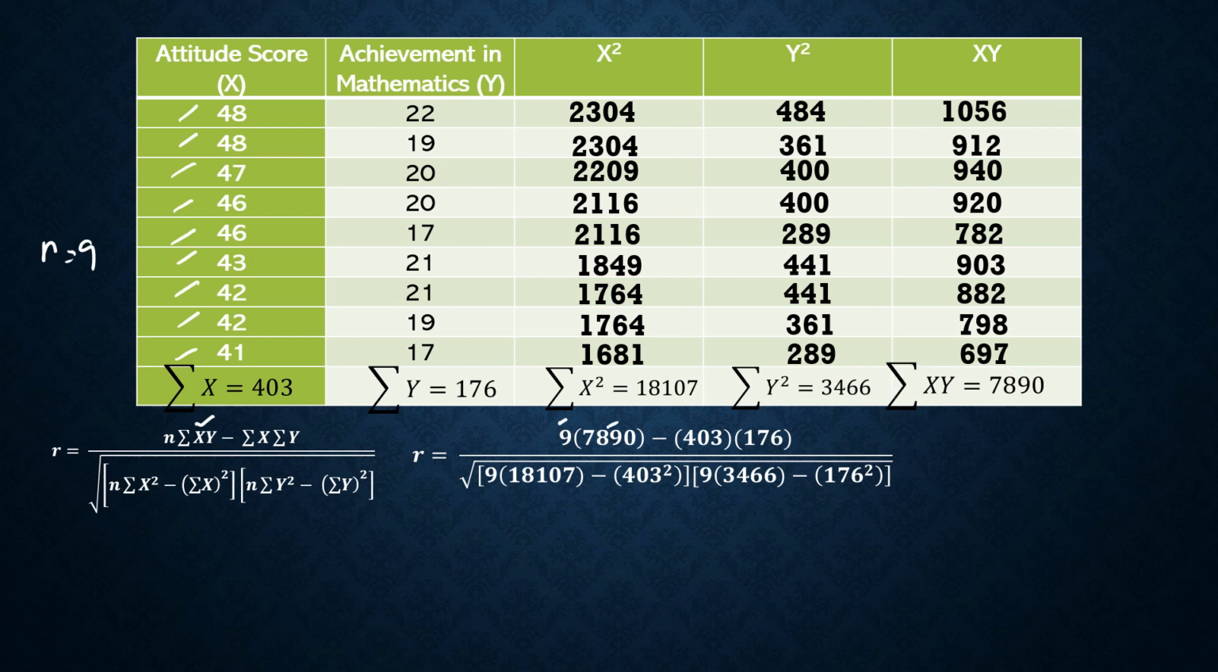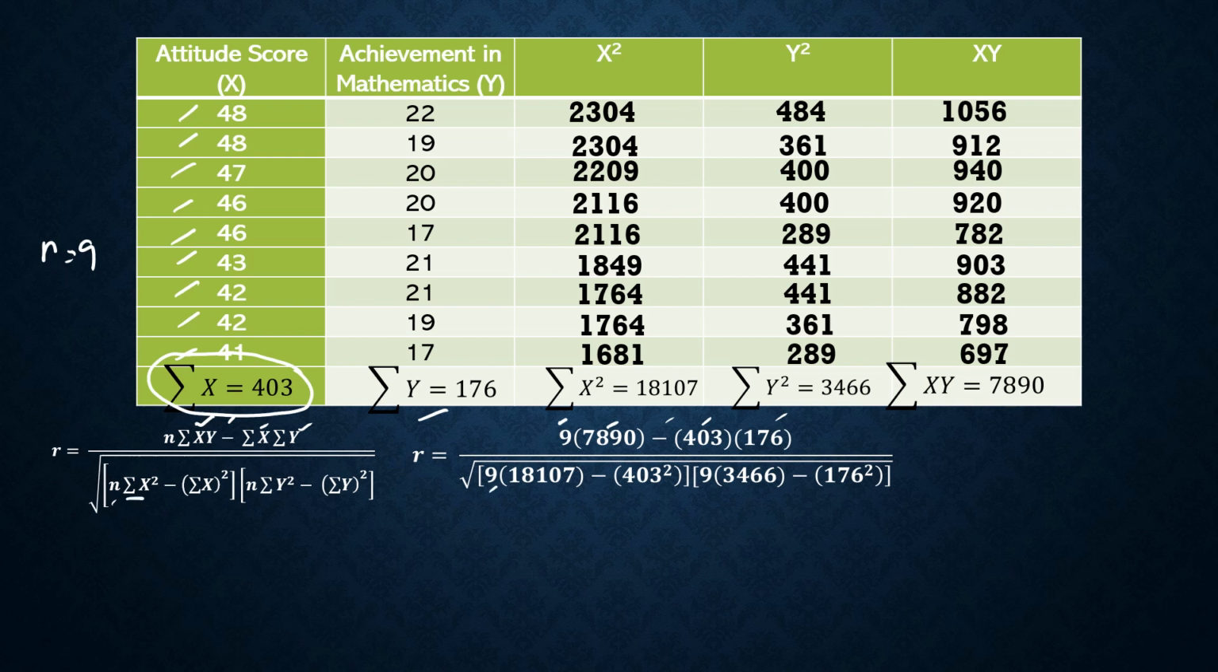So instead of writing that, we're going to write 7,890. Now, bring down minus. Instead of writing summation of x, summation of x is equal to 403. So that's the reason why we have 403 here. Now, instead of writing summation of y, we have here 176. Now, write the square root, and then again we're going to write 9.